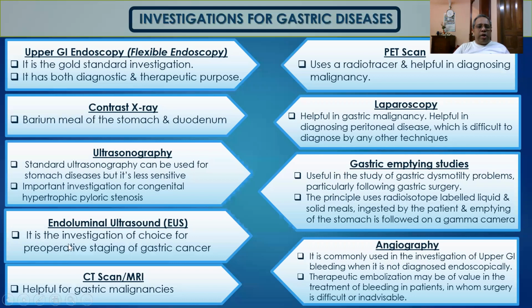The other investigation is endoluminal ultrasound. It is a more sophisticated, advanced ultrasonography. That means with the endoscope, there is a probe which goes inside the stomach. From there, they directly take pictures of the wall of the stomach and the vicinity of the stomach. How many lymph nodes are around the stomach, they can easily see by endoluminal ultrasonography. So it is the investigation of choice for preoperative staging of gastric cancer.